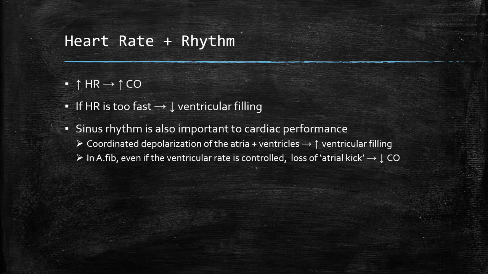Heart rate and rhythm are also important in determining cardiac output. In general, cardiac output increases as the heart rate increases, but there are limits to this effect. At heart rates greater than 140 beats per minute, there isn't enough time for efficient ventricular filling, and cardiac output actually decreases at these higher heart rates.